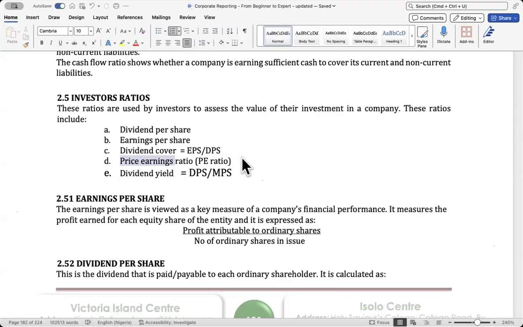And the last one here is price earnings ratio. Is there anyone here that can interpret price earnings ratio before I go? Is anybody? Can you try? Price earnings ratio. Can anybody interpret price earnings ratio?